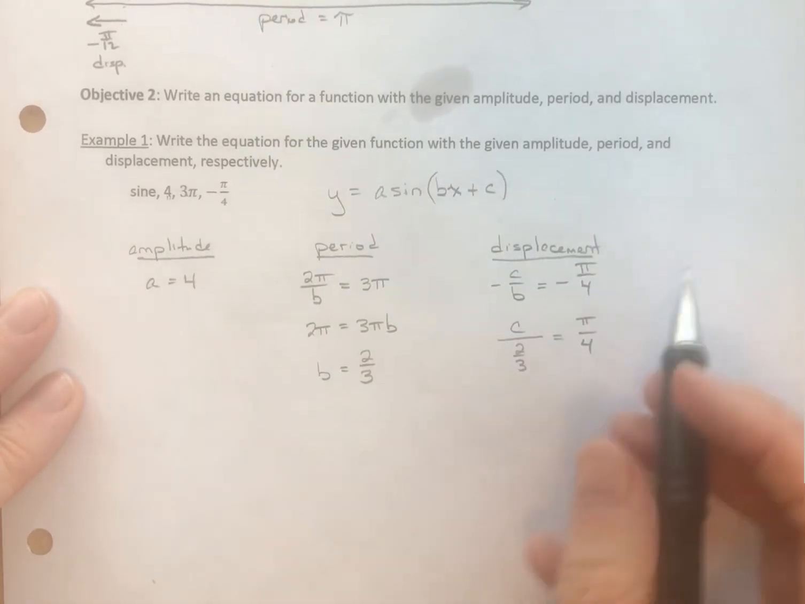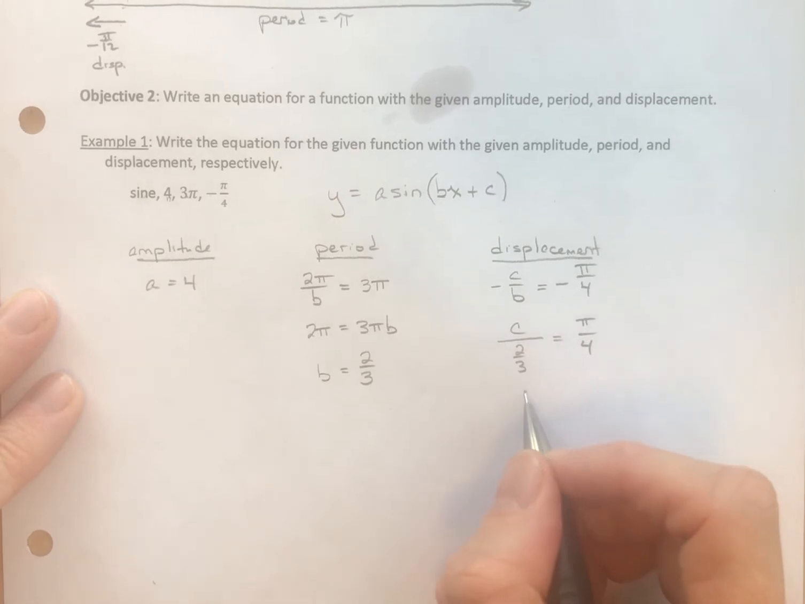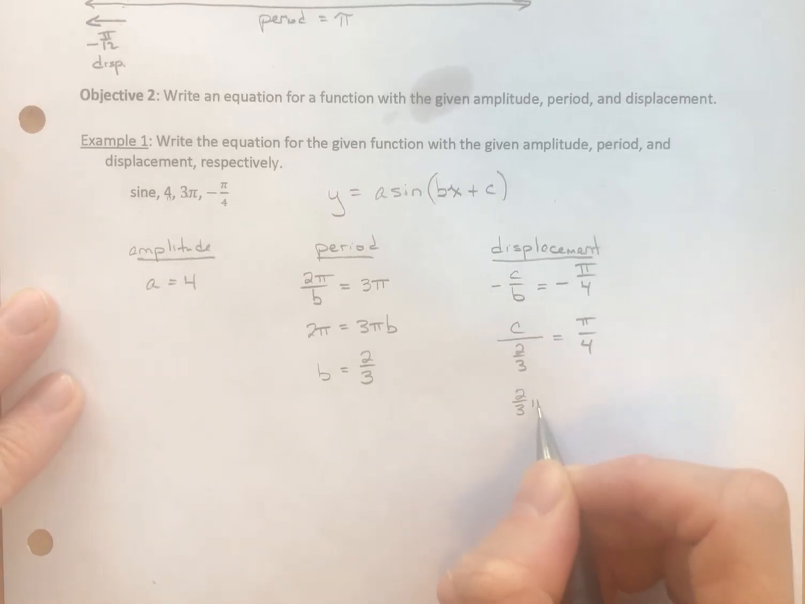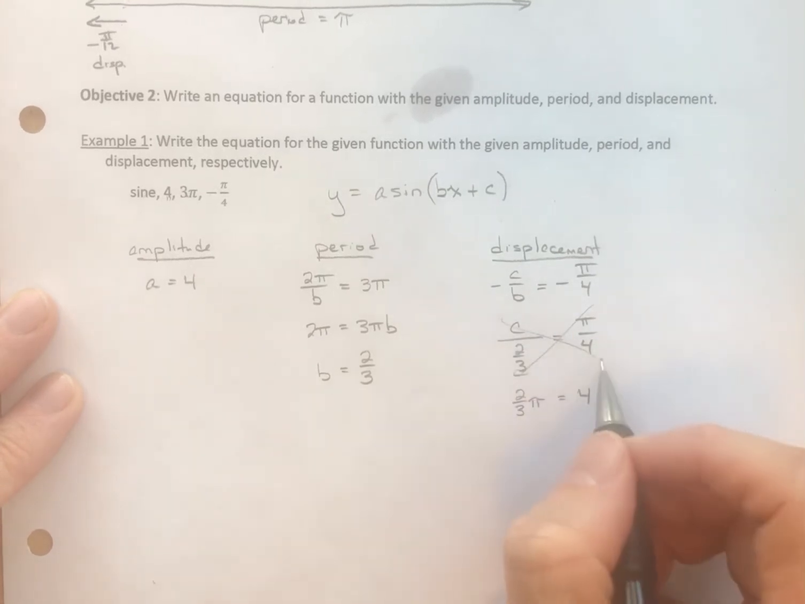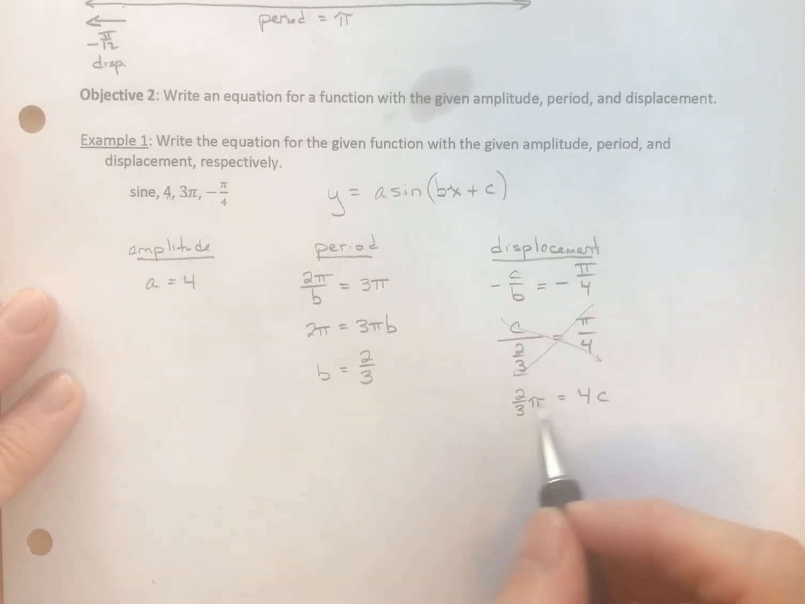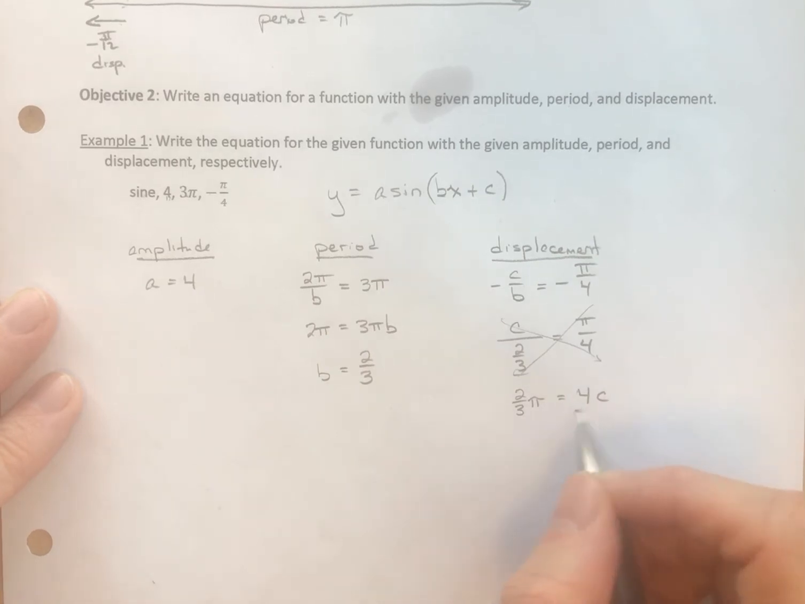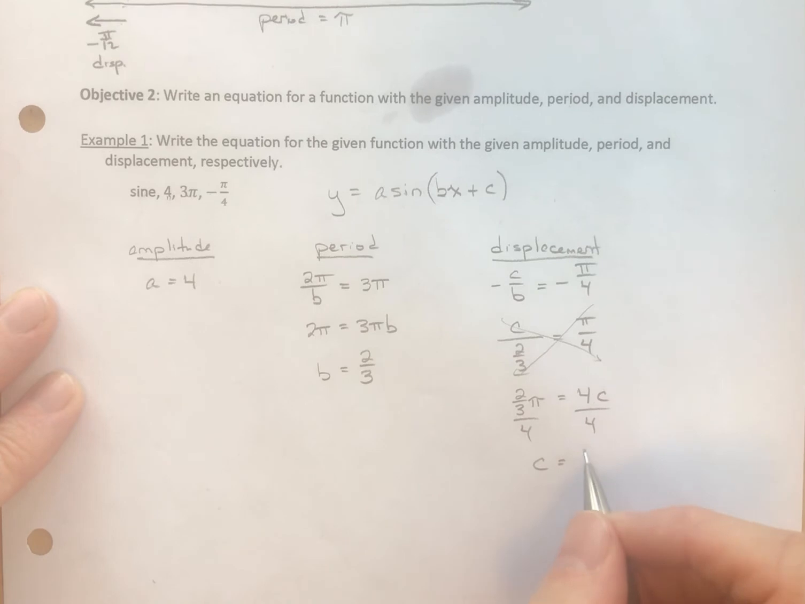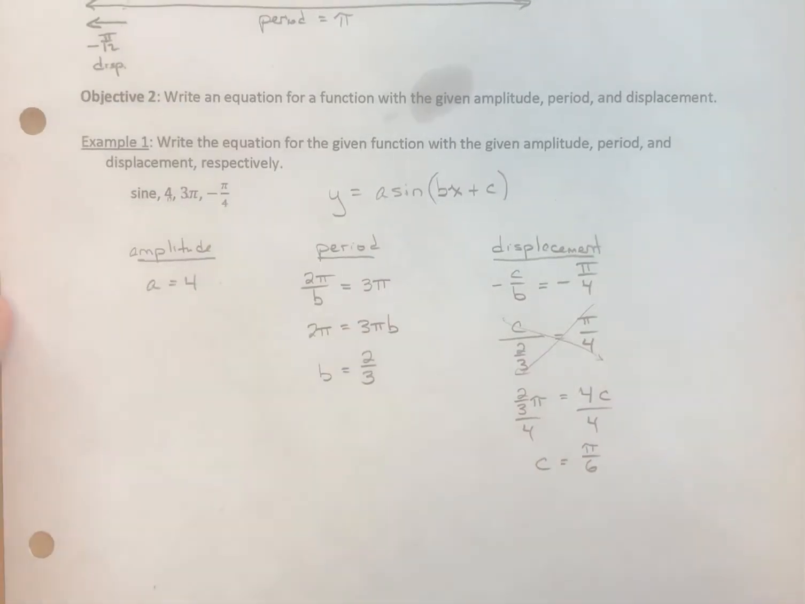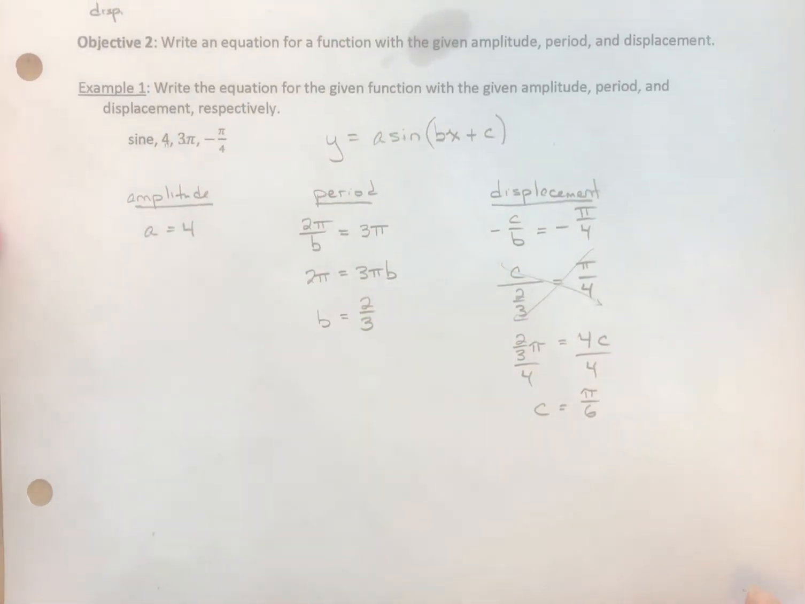Okay, this is a proportion. I'll cross multiply. So 2/3 of a pi is equal to 4 times c. I just cross multiply because it's a proportion. Divide both sides by 4. And I come up with the fact that c is equal to pi over 6. I think I have enough space still in my paper. Is everybody in here? I think I do.